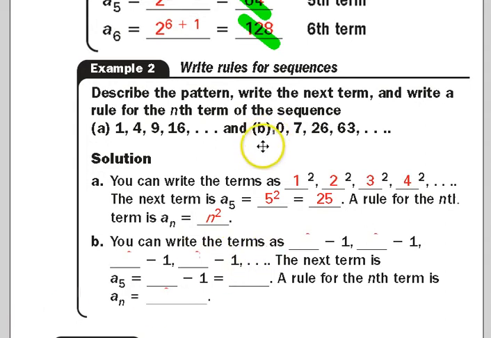So over here, let's take a look at the second sequence: 0, 7, 26, 63. And that looks a little bit more difficult to figure out. But let's see what happens if I write each term as something subtract 1. So 1 to the 3rd subtract 1 is 0. 2 to the 3rd subtract 1 is 7 because 2 to the 3rd is 8. 3 to the 3rd subtract 1 is 26 because 3 to the 3rd is 27. So 27 minus 1, and 4 to the 3rd, and so on. So that means the 5th term is 5 to the 3rd minus 1. 5 to the 3rd is 125, so minus 1 is 124. So the closed form rule is n to the 3rd minus 1.